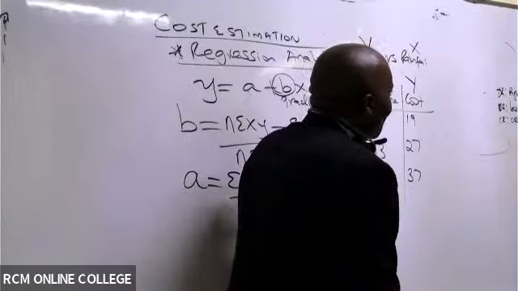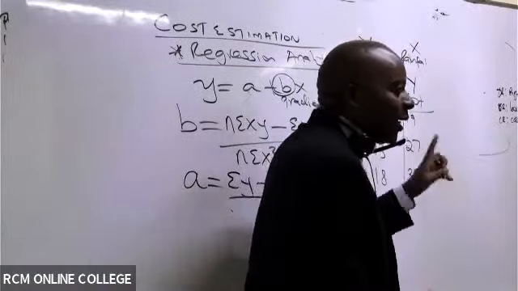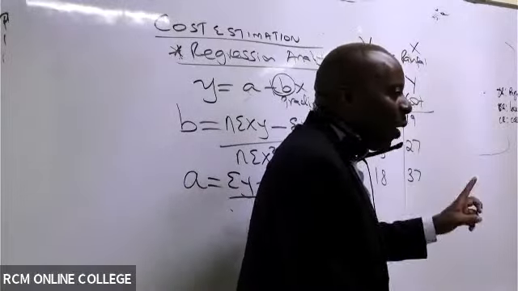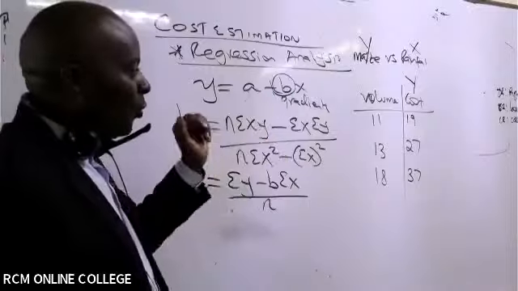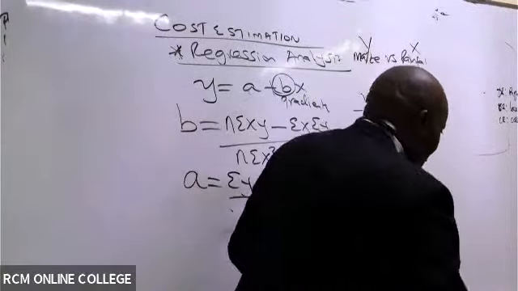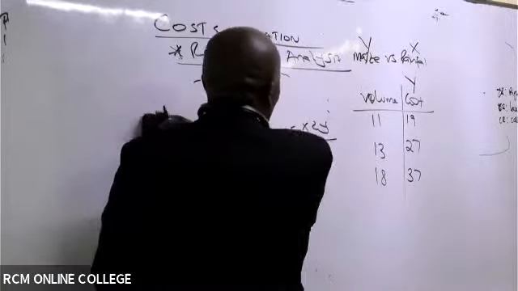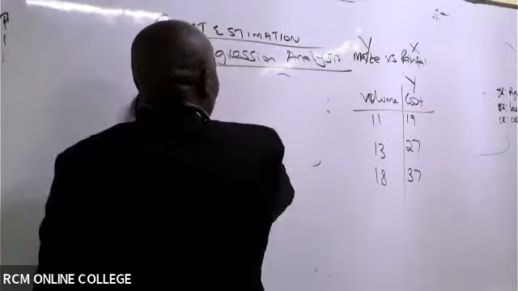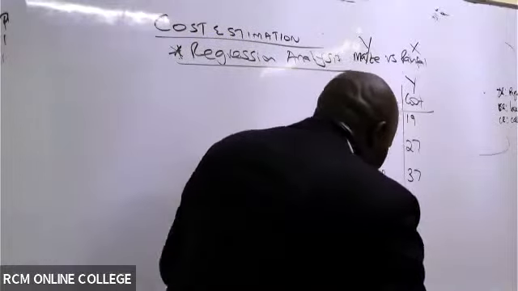Is that okay? We must be able to know which one is the Y, because the moment I know the Y, automatically I will be able to know the X. Please don't confuse this. Let me see whether you are able to follow this very well. Let me give you an easy one first.